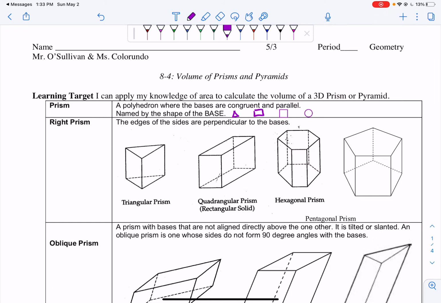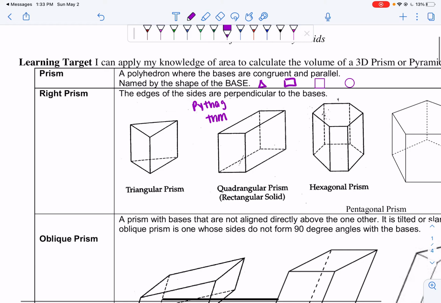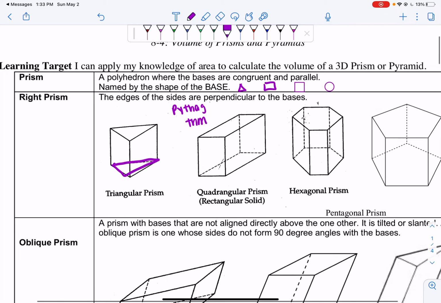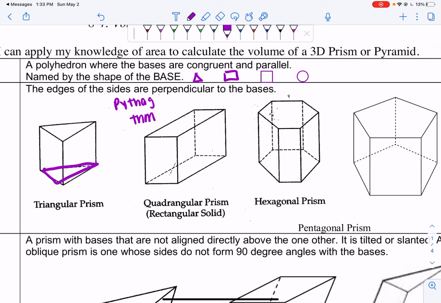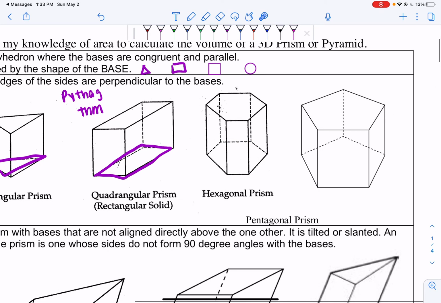A right prism is when the edges of the sides are perpendicular to the base. So that means they're creating a right angle, so you might have to do some Pythagorean theorem. If you look at this one, I have a triangular prism because my base is a triangle. Here, I have a quadrangular prism, or a rectangular solid, because my base is a rectangle. Here I have a hexagonal prism because my base is a hexagon. And then I have a pentagonal prism because my base is a pentagon.